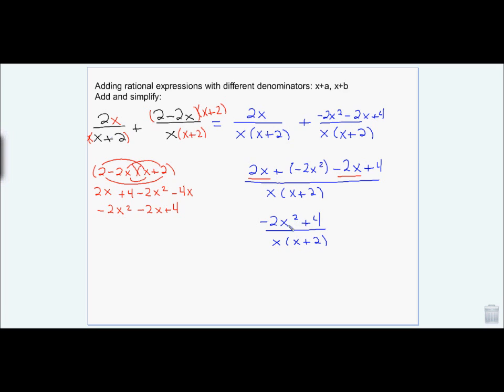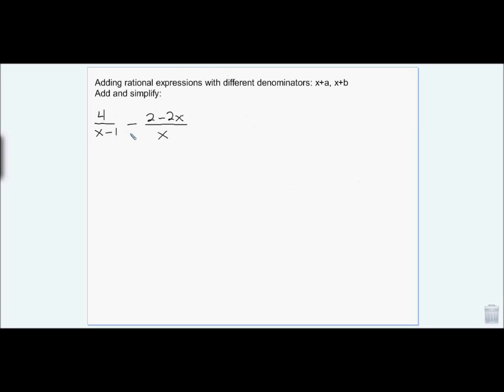If I factor out a negative 2 here, or even a positive 2, I can get negative 2 times x squared minus 2 over x times x plus 2. Now it's completely factored and completely simplified because nothing will cancel, and this is our final answer. Let's try another one of these.